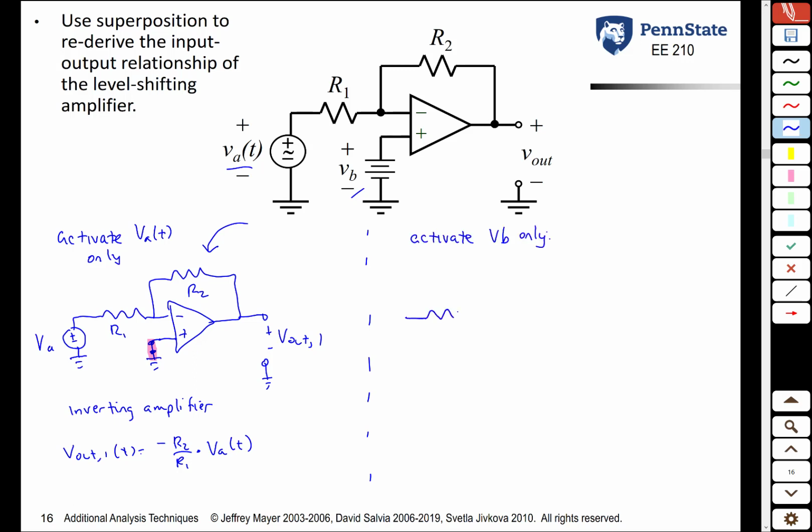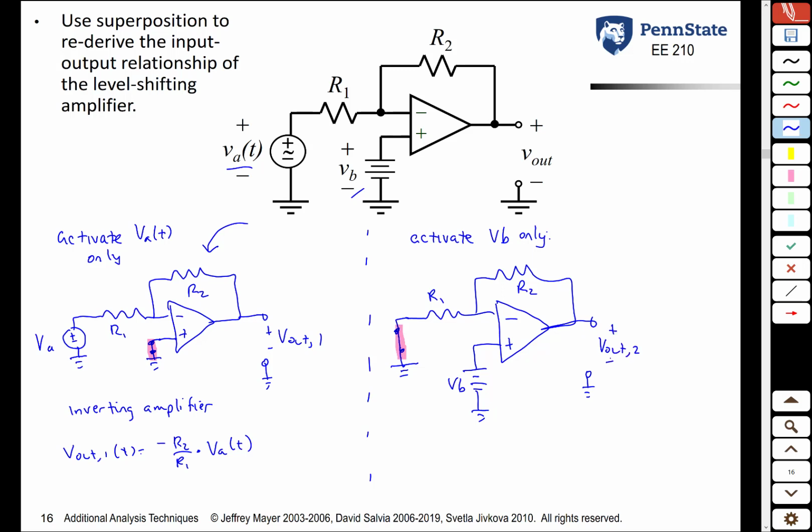So if we redraw the circuit now, we have the resistor R1 going into the inverting terminal. R2 is our feedback resistor. The non-inverting terminal is connected to our VB, which is grounded. And now VA is short-circuited, set equal to 0. And we're going to measure this voltage at the output. We're going to call it Vout sub 2.